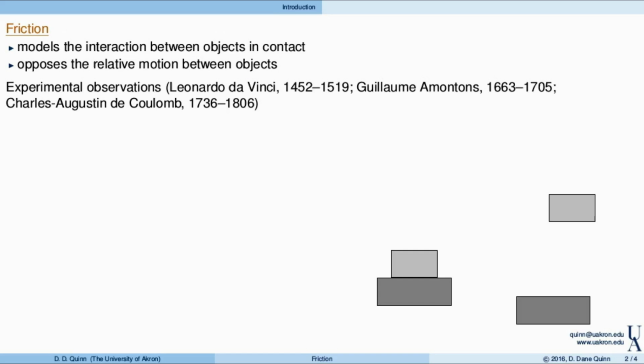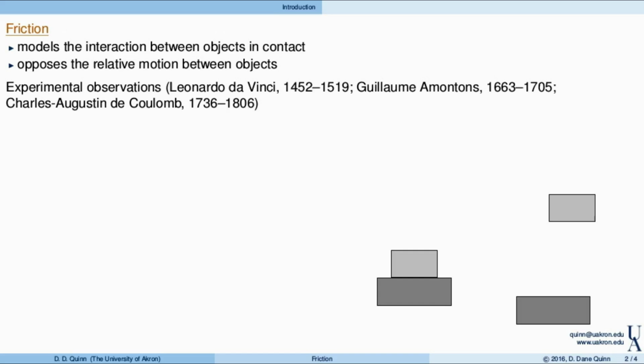Our models of friction arise from experimental observations, and there's a long history involved in these sorts of things, dating back to such people as Leonardo da Vinci, Amontons, and Coulomb. And in particular, Coulomb, who lived from 1736 to 1806, is associated with the model of friction that we currently use for most beginning engineering dynamics investigations.